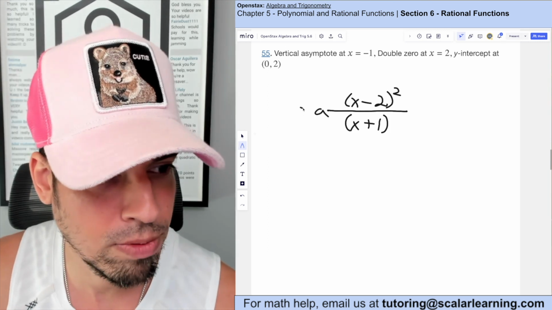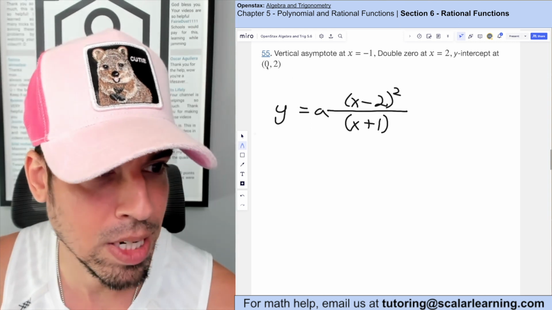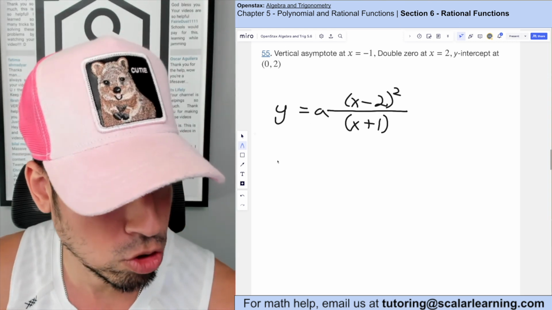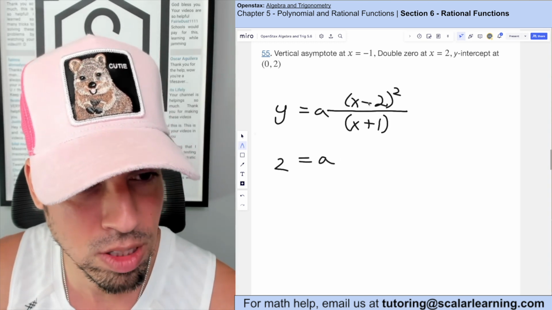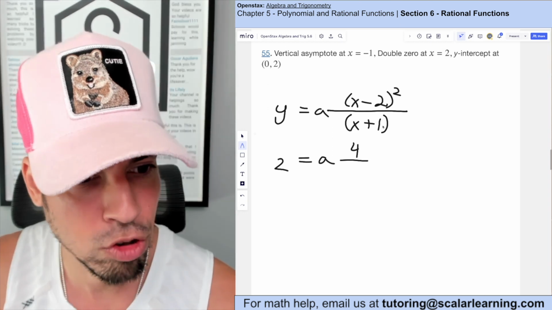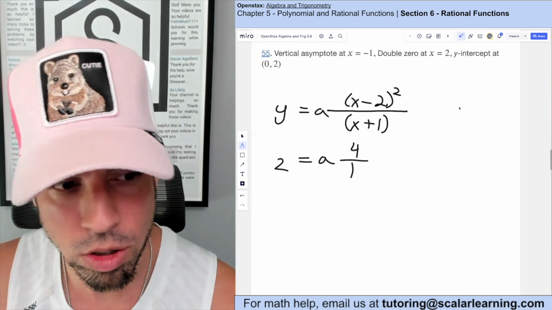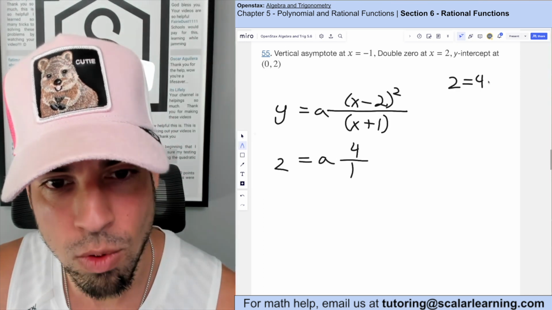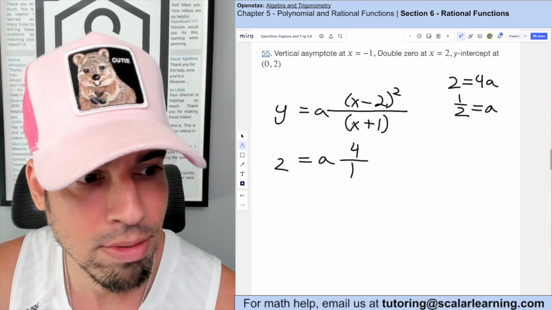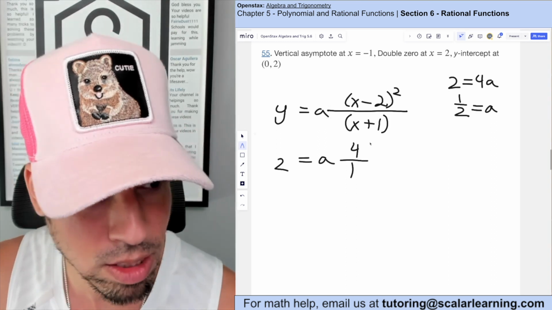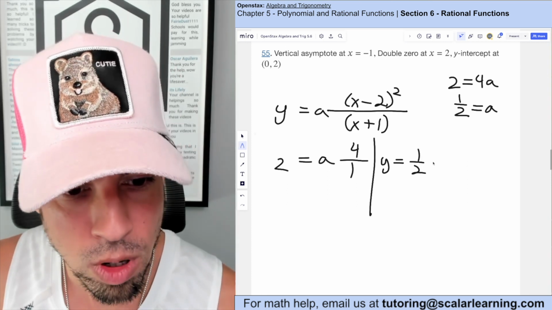So if there's a coefficient or an a value over here, we need to solve for that based on this point. I'm going to plug 2 in for y, that's the y value when x equals 0. So 0 minus 2 is negative 2 squared is 4, over 0 plus 1, which is just 1. So 2 equals a times 4 over 1, or 4a. If 2 equals 4a, if we divide by 4, we get a equals 2 over 4, which is 1/2. So now as I write this back in with a equaling 1/2, we've got a 1/2 in the front, and then we'll FOIL out that numerator.